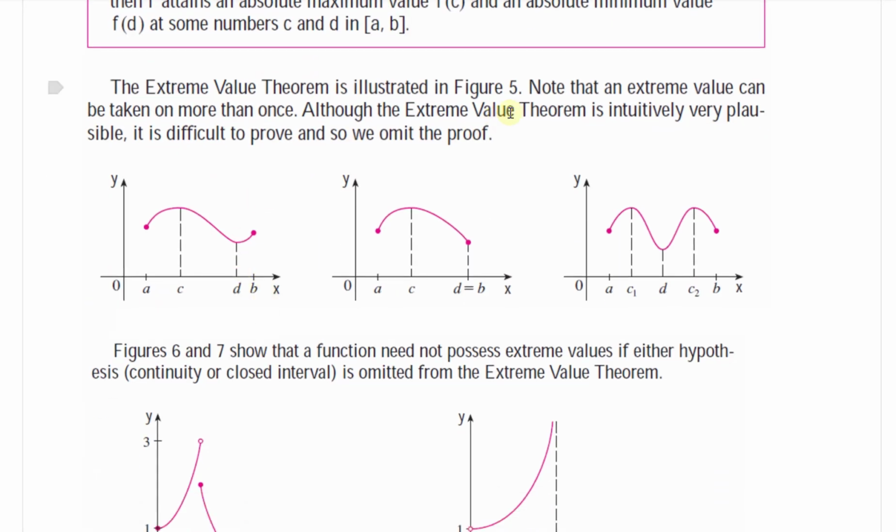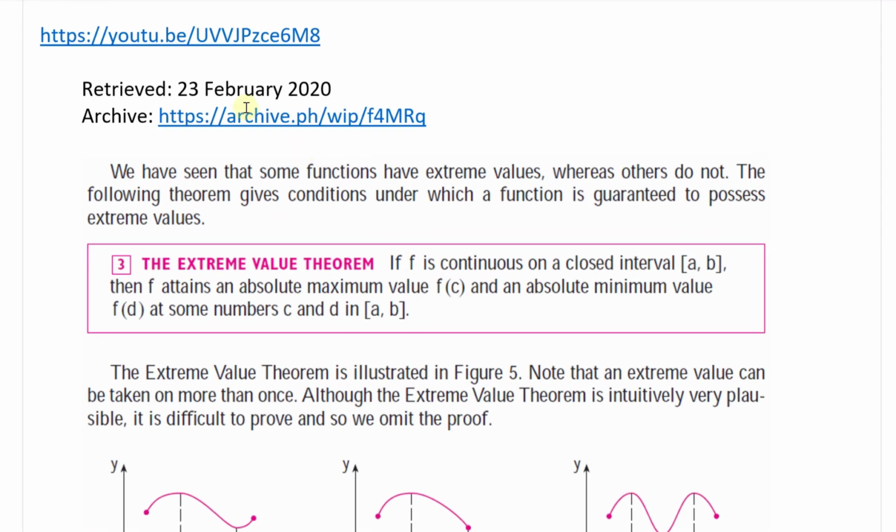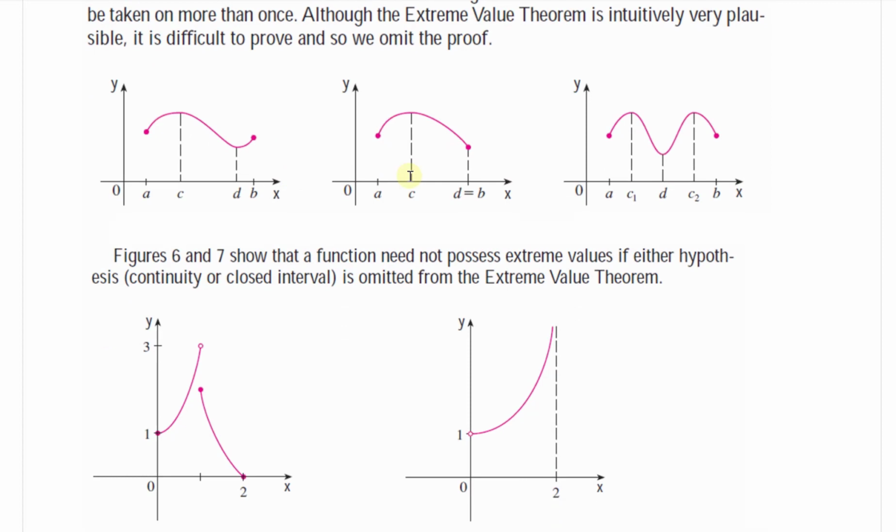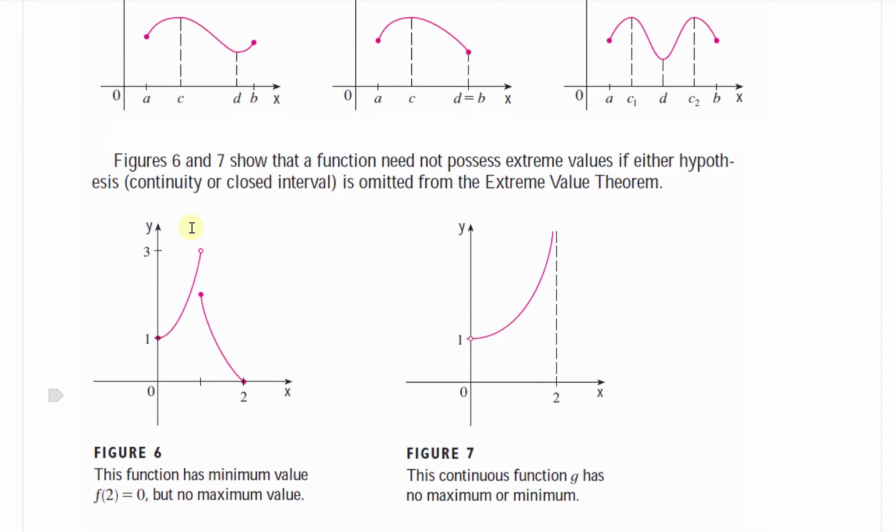Although the extreme value theorem is intuitively very plausible, it is difficult to prove, and so we omit the proof. I'm not sure if I proved it in this earlier video. I don't think I proved it, but I should have. Anyways, I might prove it in a later video. Figures 6 and 7 show that a function need not possess extreme values if either hypothesis, continuity or closed interval, is omitted from the extreme value theorem. Here we have a discontinuity, so it's not continuous, and at this point it doesn't have an absolute maximum because the function never actually reaches that exact value.